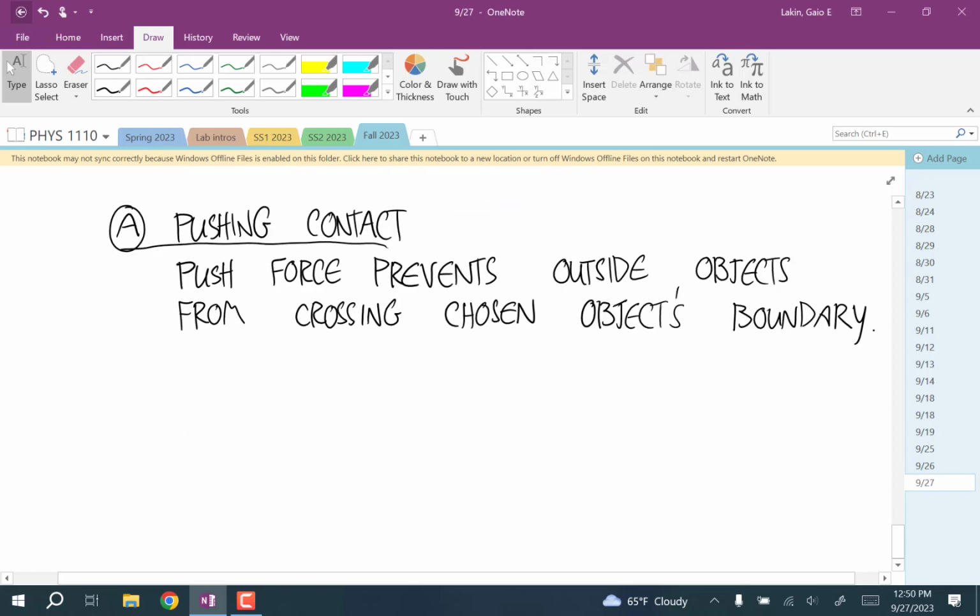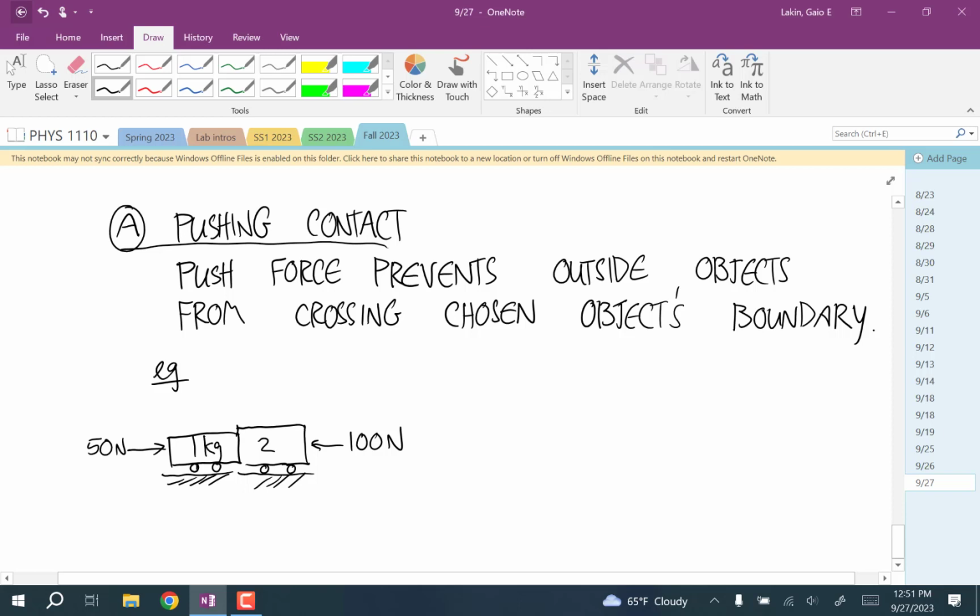So here are some examples of pushing forces. So if you have a rolling cart there, in contact with a rolling cart here, and two forces pushing them together, let's say this is 50 newtons and this is 100 newtons. And let's say this one is 1 kilogram and this one is 2 kilograms. Then where is pushing happening?